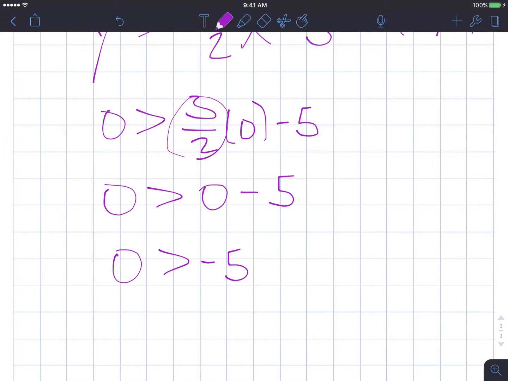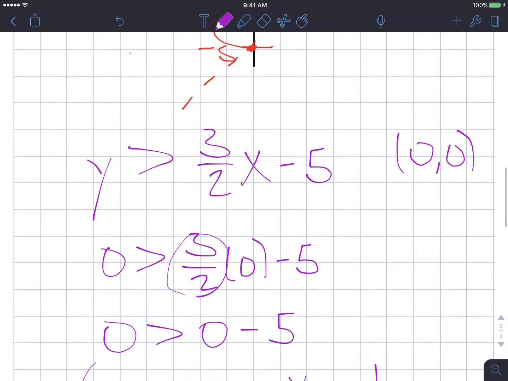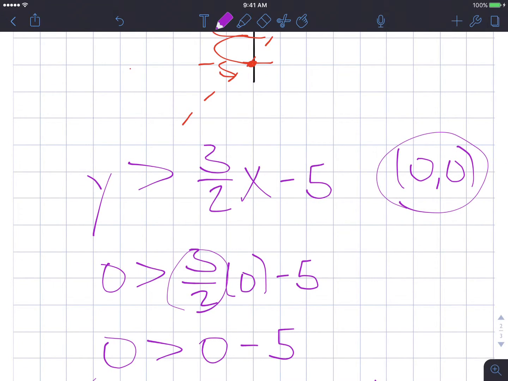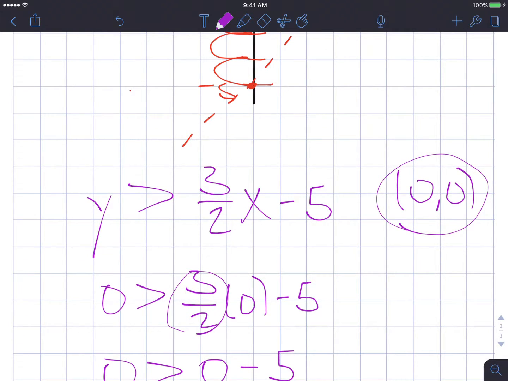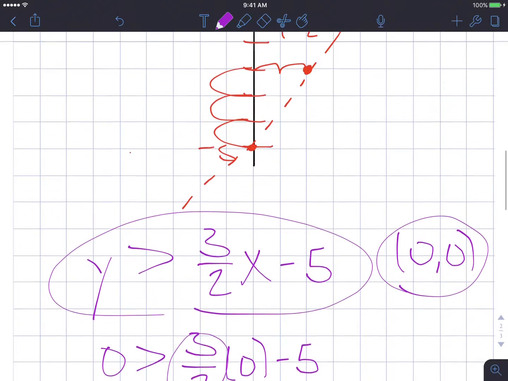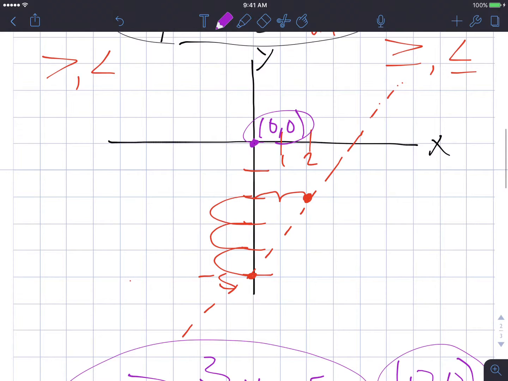Is this a true statement? Is 0 greater than negative 5? Yes. It's a true statement. That means 0, 0 is a solution of the inequality. So that means we shade the point where 0, 0 is. We shade this whole area right here.